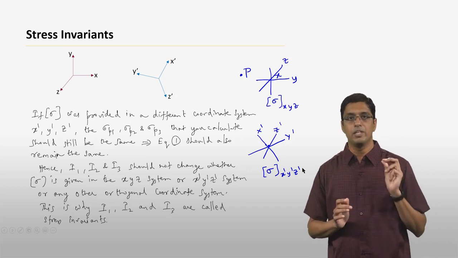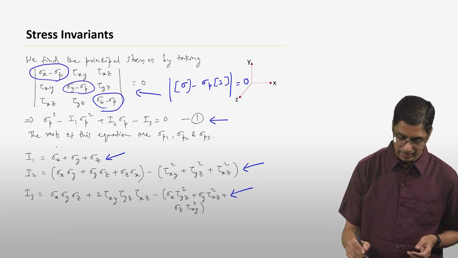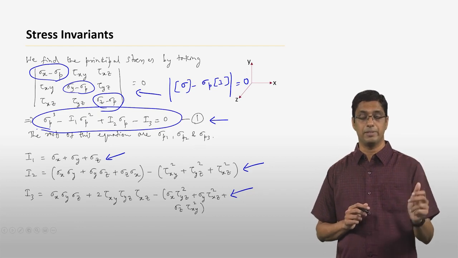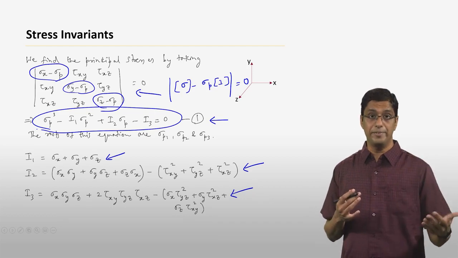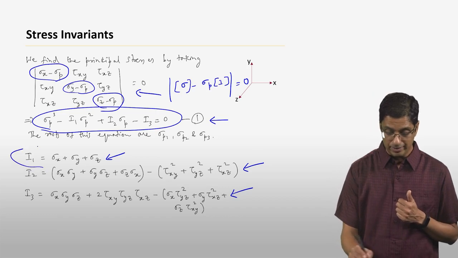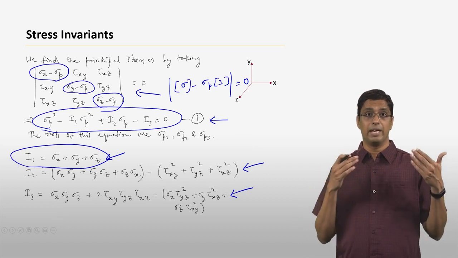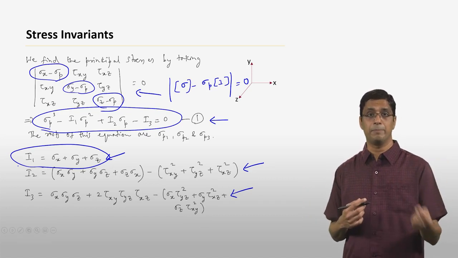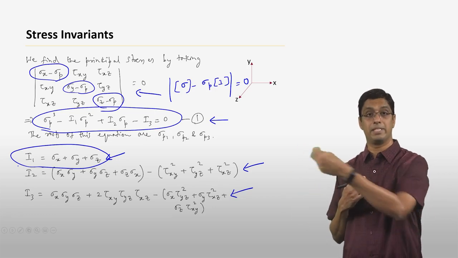So which means that this particular equation that we get should be the same, because sigma p1, sigma p2, and sigma p3 have to be the same, which means that the coefficients I1, I2, and I3 have to be the same. But these coefficients I1, I2, and I3 are essentially these in terms of sigma x, sigma y, and sigma z. So if I1 is sigma x plus sigma y plus sigma z, it has to be equal to sigma x prime plus sigma y prime plus sigma z prime. It should be equal to sigma x double prime plus sigma y double prime plus sigma z double prime.